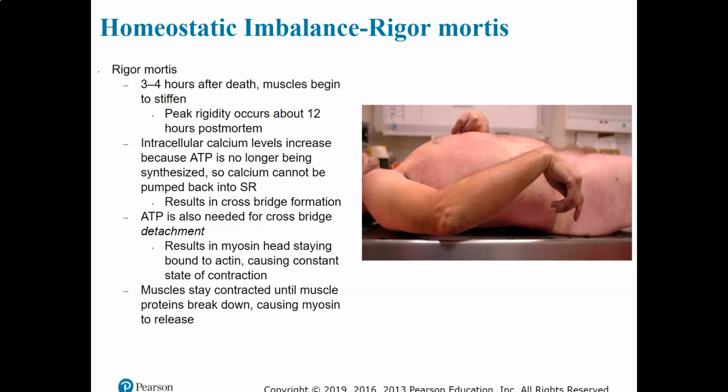It starts 3 to 4 hours after death. We get peak stiffness about 12 hours after death. And this can be used to estimate time of death in crime scenes. The muscles are going to stay contracted and rigid until the muscle proteins actually start to break down, at which point the muscles are going to relax again.